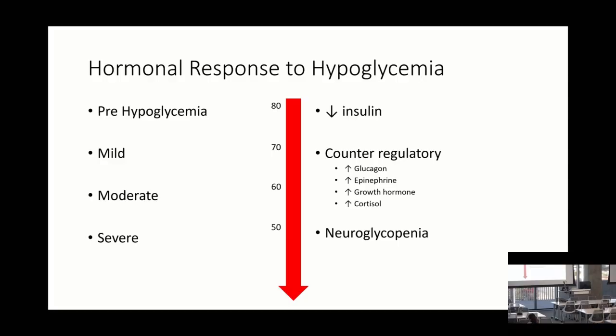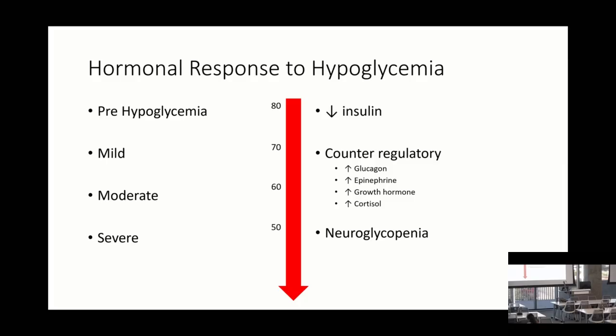But the goal of the counter-regulatory hormones is to bring back the glucose, to prevent it from going further down. But if you have a process where you have either exogenous insulin or endogenous insulin that is pathologic, and it continues to go lower, then you can get neuroglycopenia. Okay, so neuroglycopenia is when the brain doesn't have enough glucose to function. And that's when you can get into coma and seizures and things like that.